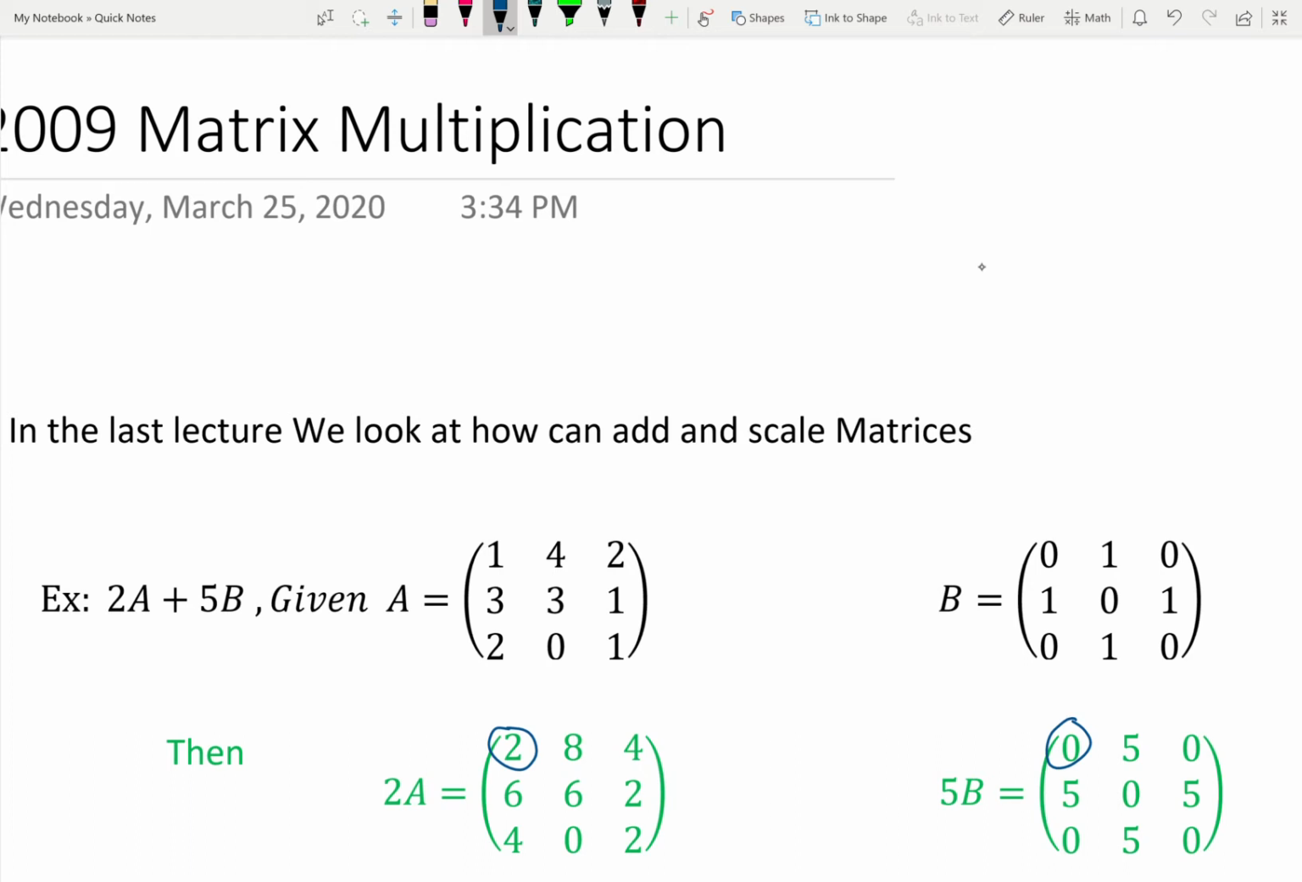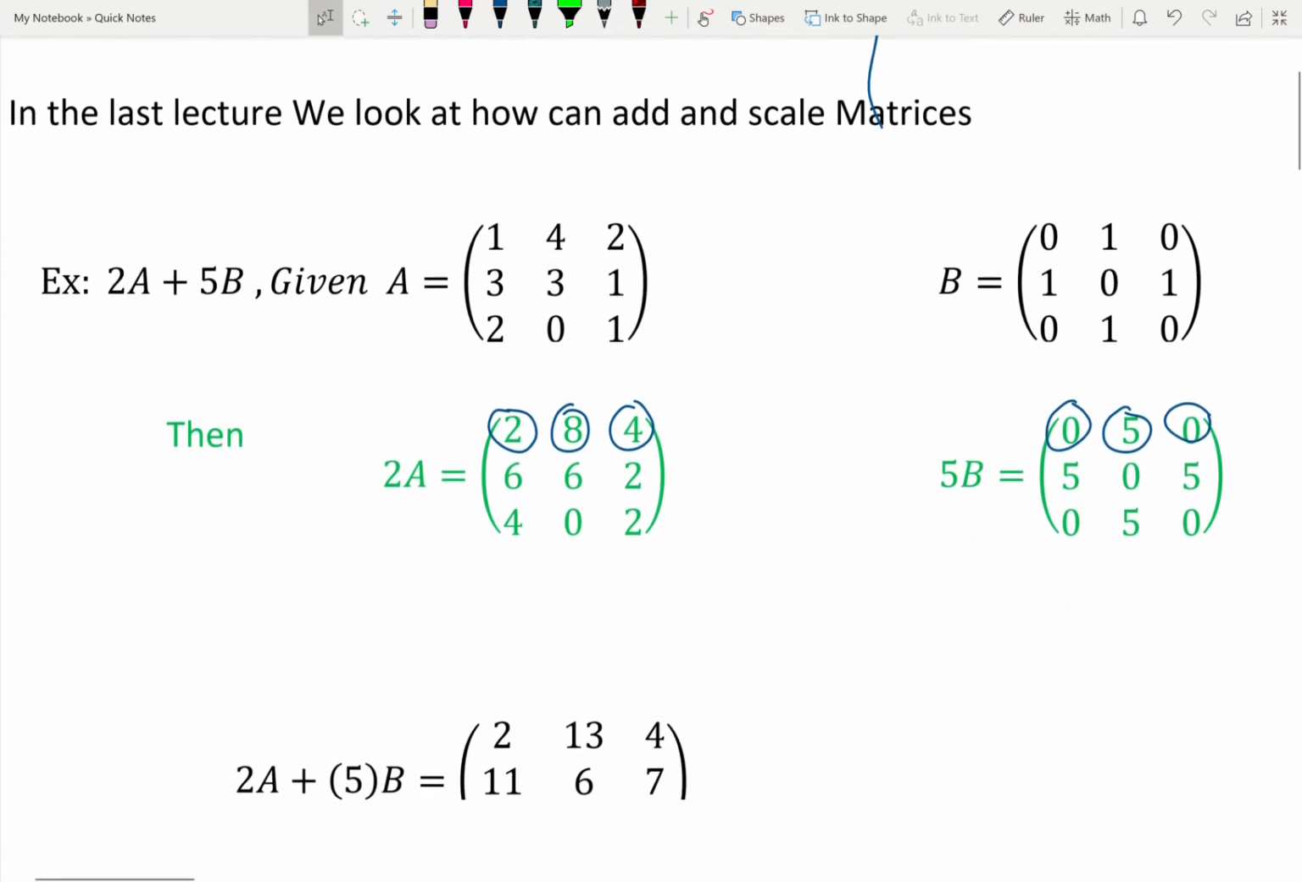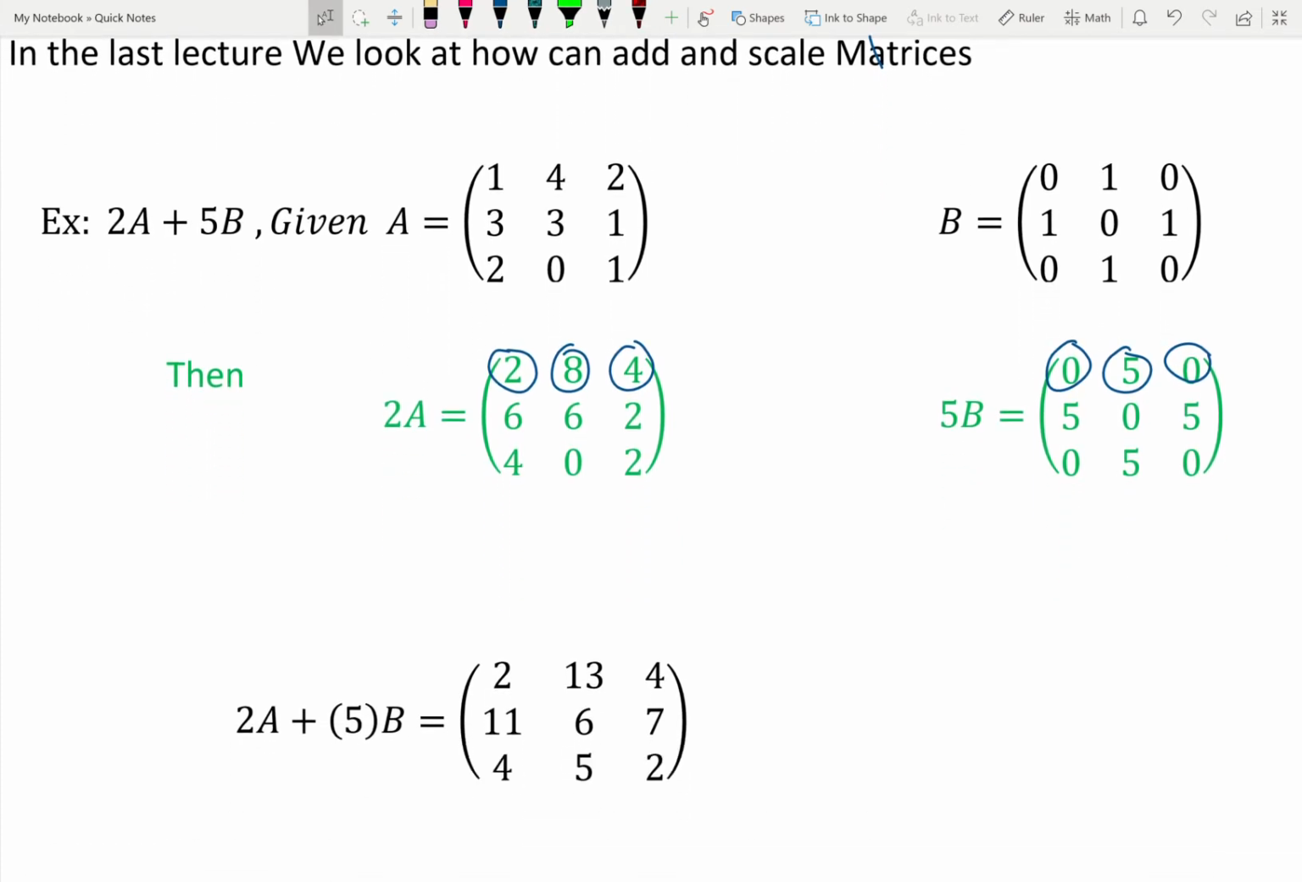I'm going to add top middle plus top middle. 8 plus 5 is 13. So in my resulting matrix, the top middle value will be 13. And so on and so forth. So you'll get an answer that looks like this. So hopefully this should be a review. If you're still a little confused on it, rewatch the last video and it'll all make more sense to us.